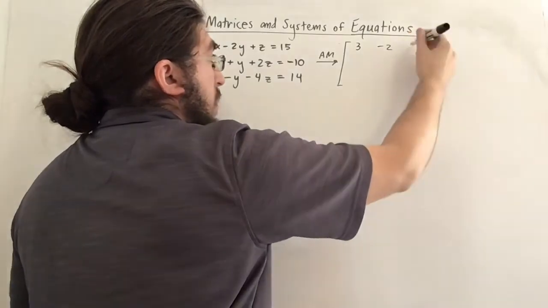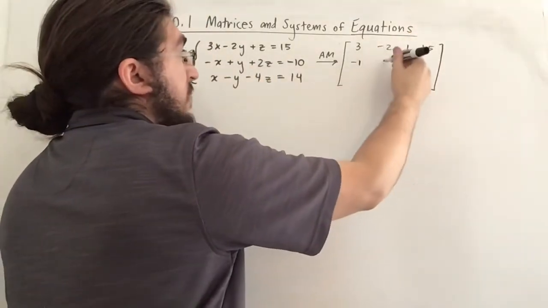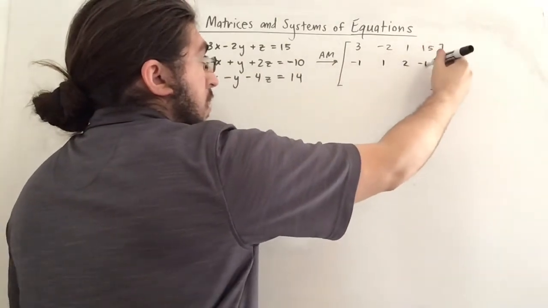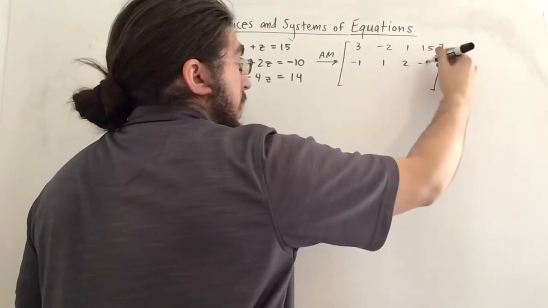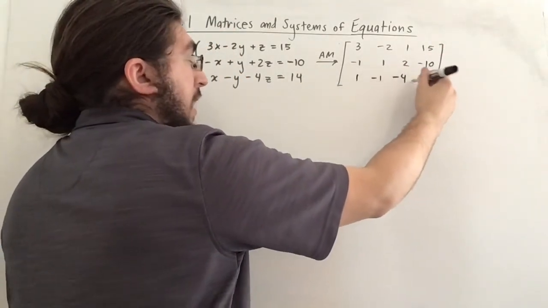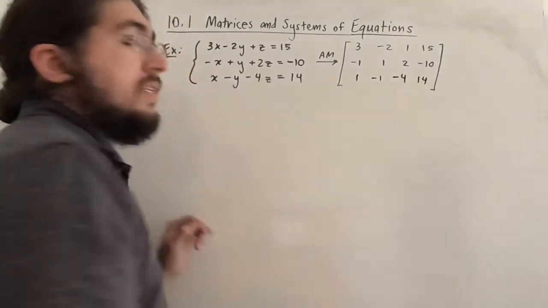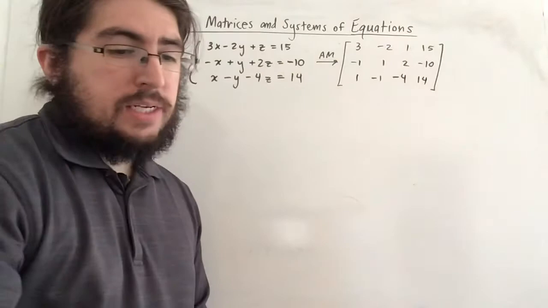Kind of space things out a bit so we don't get too confused. And the second row is going to be -1, 1, 2, -10. And then we'll have, let me make that a little more clear, sorry. There we go, good. And then we have 1, -4, and 14.